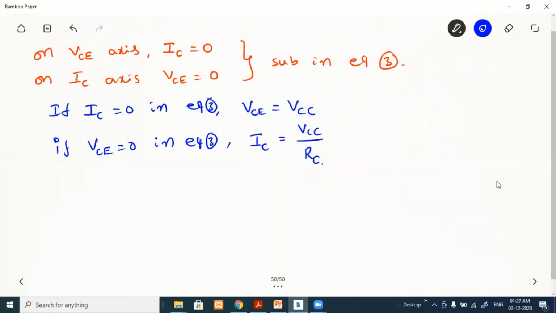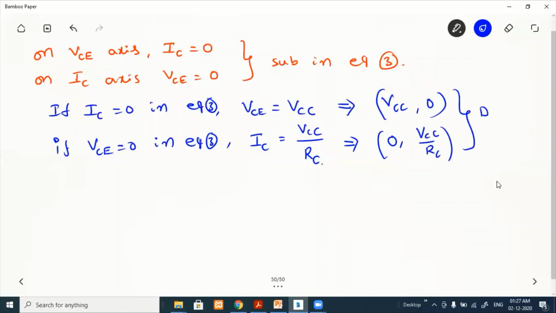So you can write the points like this. Here IC, y equal to 0 and x equal to VCC. So this point we can represent as VCC comma 0, where the x parameter is VCE, and IC is 0. Similarly, the y-intercept point is where VCE equal to 0, means x equal to 0, and y is VCC by RC. So by joining these 2 points, we are getting a line called the DC load line.